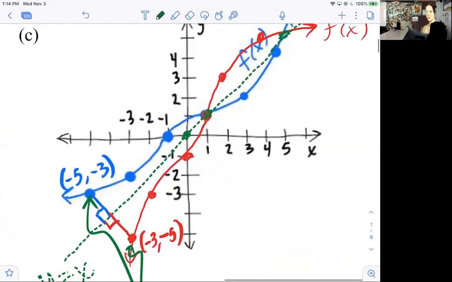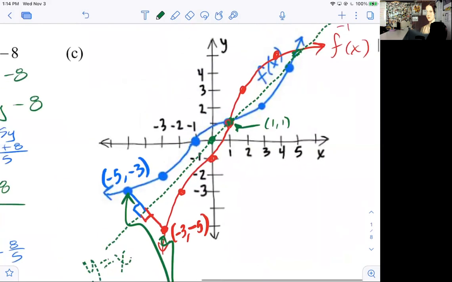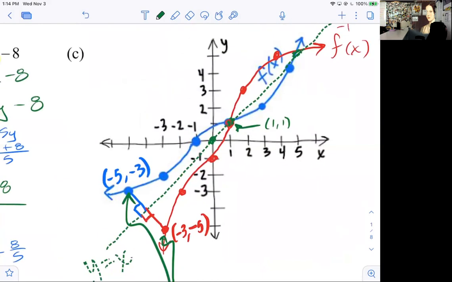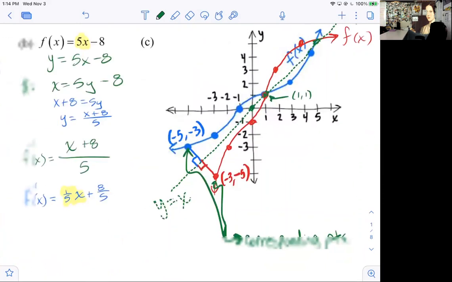For instance, if you look at this point over here, the point (1, 1) lives on the line y equals x, right? So when you flip that around, you get the same point (1, 1). So any point that's on the mirror stays the same, but otherwise we call those corresponding points.